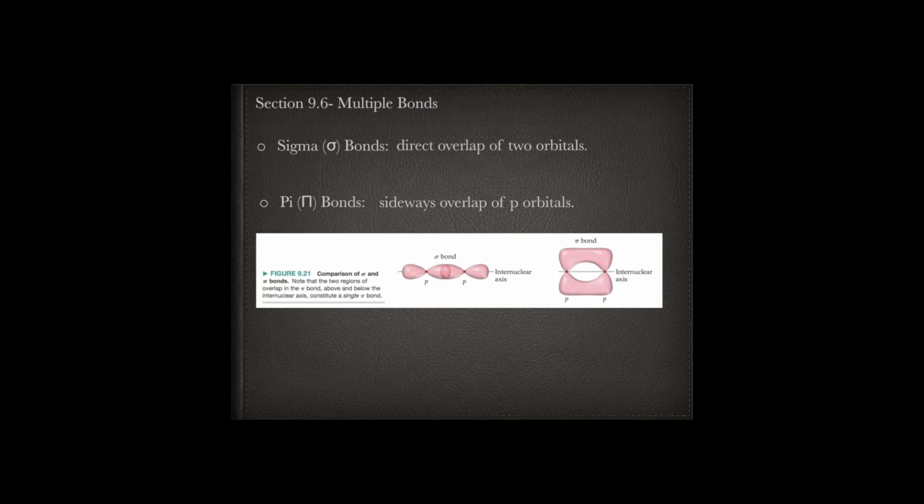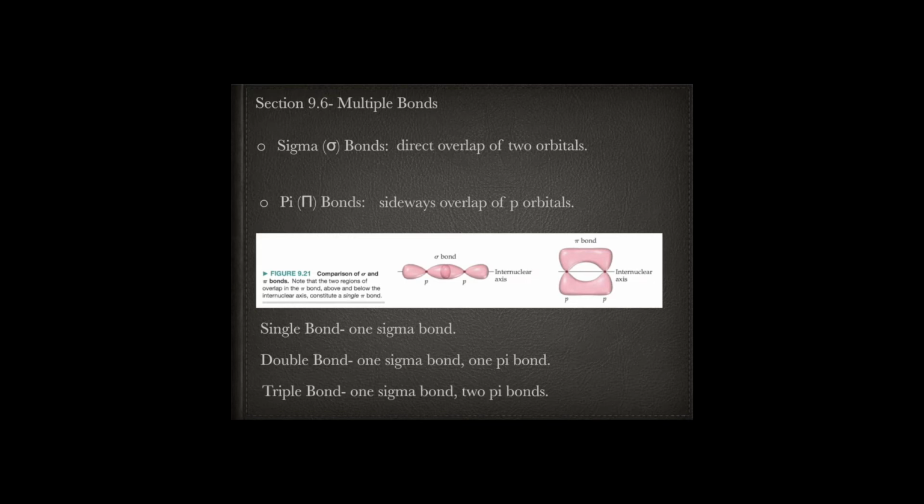Now, determining when you have a sigma bond or a pi bond is actually really easy. If you have a single bond, you are simply going to have 1 sigma bond. If you have a double bond, you will have 1 sigma bond and 1 pi bond. And if you have a triple bond, you are going to have 1 sigma bond and 2 pi bonds. So it's really nice and easy to predict what types of bonds you're going to have when you have multiple bonds.